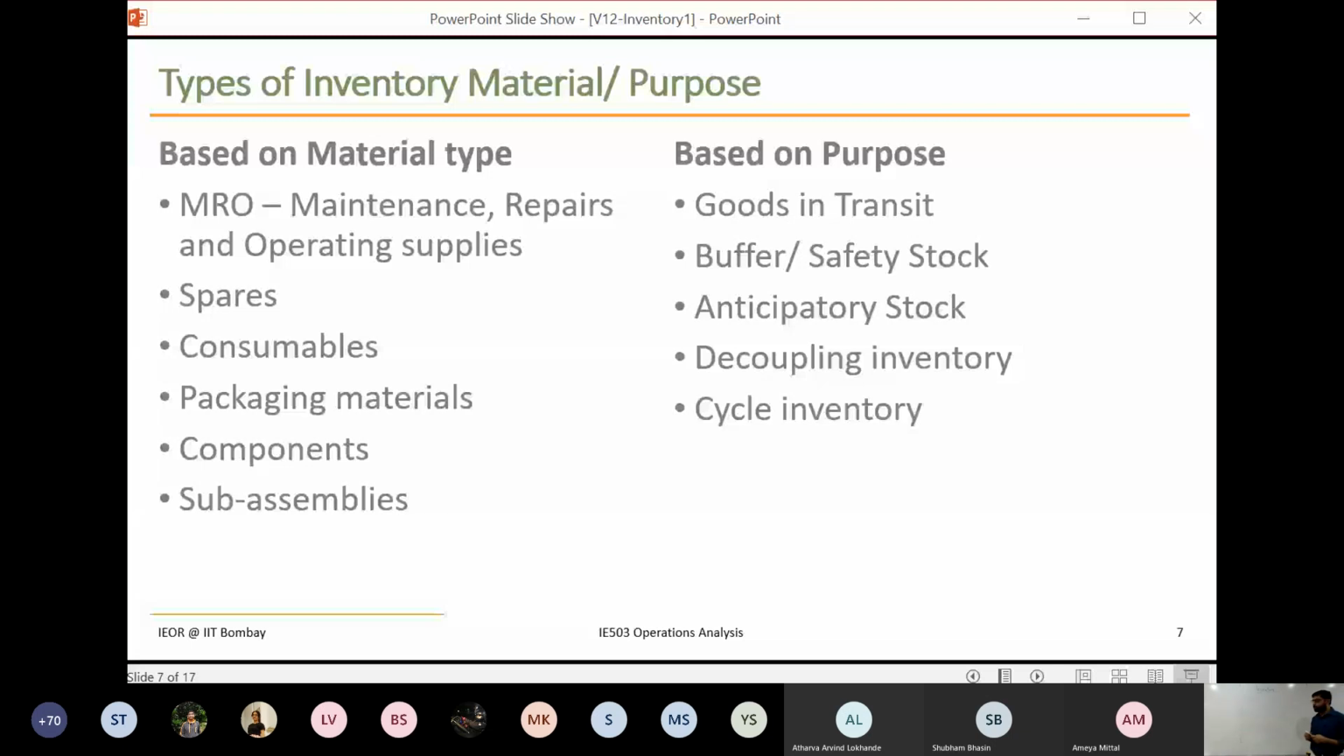Cycle inventory. Anybody want to venture a guess what is cycle inventory? The average inventory which is used after a certain period, which is forecasted. Average inventory, okay. Average inventory of what? Cycle inventory is written as average inventory.